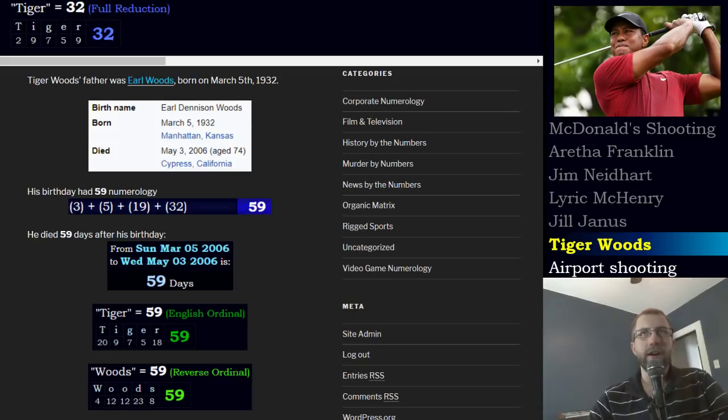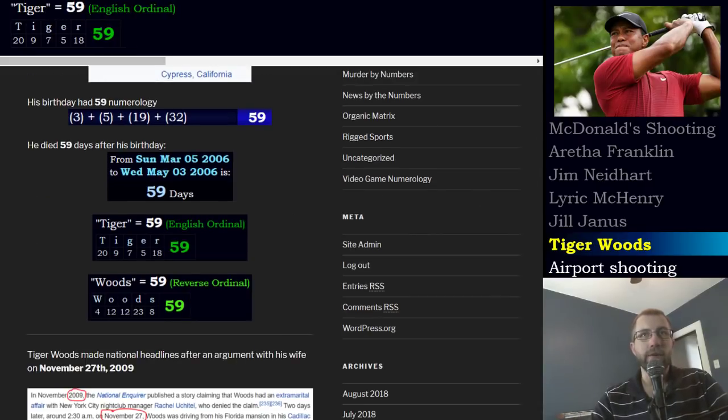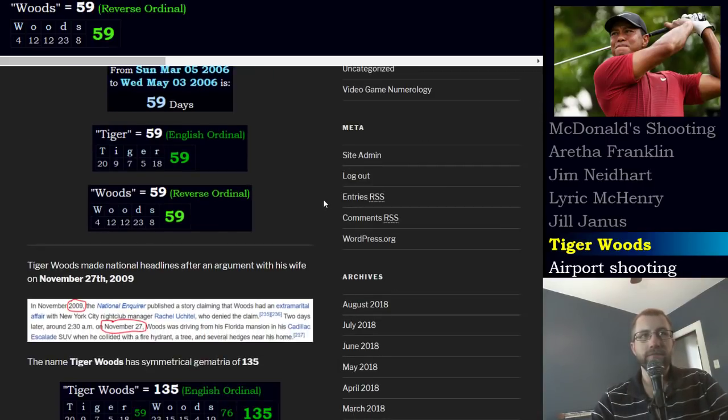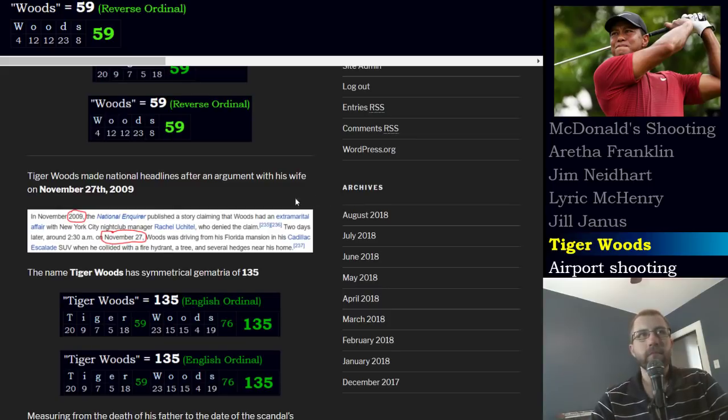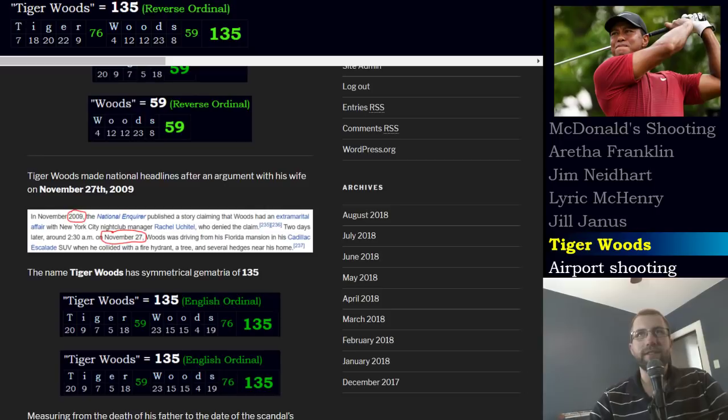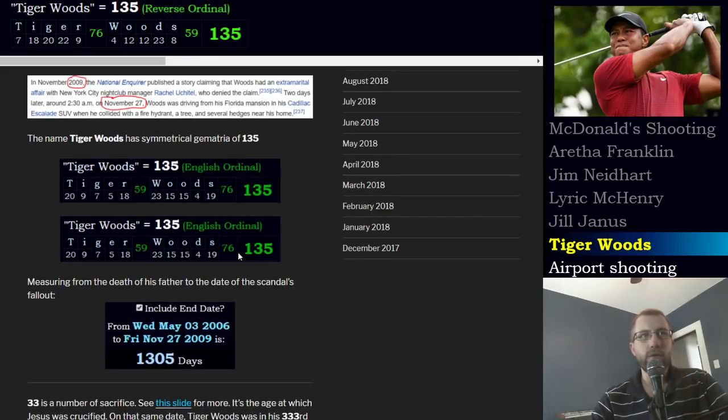And look at the gematria of his son's name. Tiger equals 59. Woods equals 59. Reverse. Tiger also has symmetrical gematria. Check this out. Tiger Woods equals 135 in the alphabetic order. It also equals 135 in the reverse order. On my blog, I put 2 ordinal finds. It's also 135 in reverse.